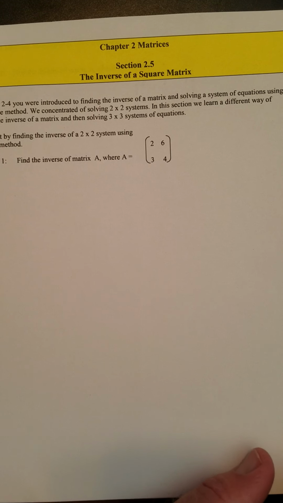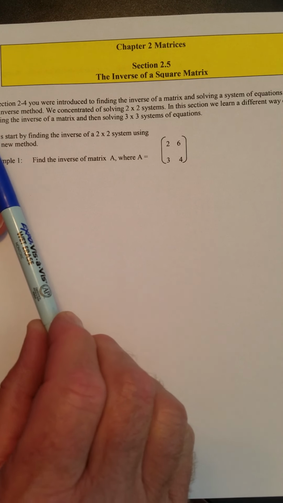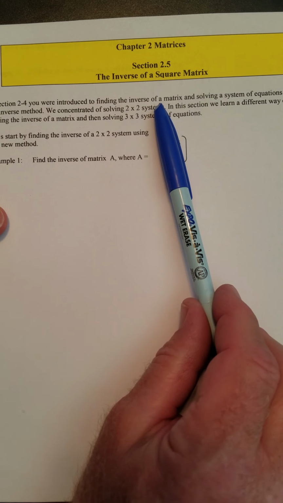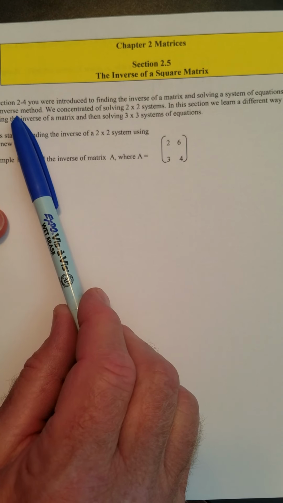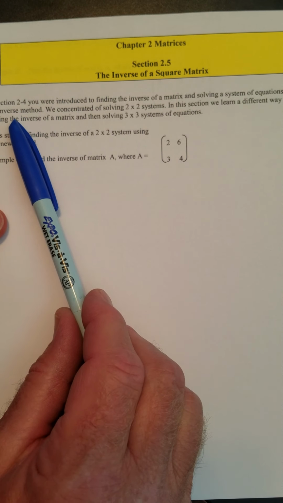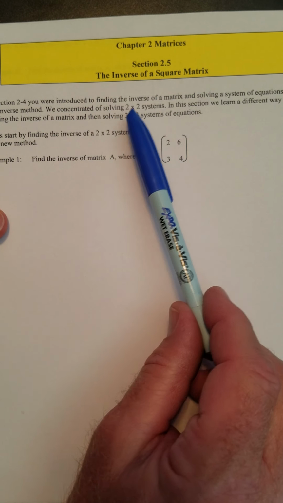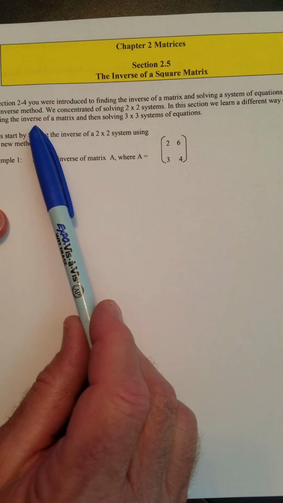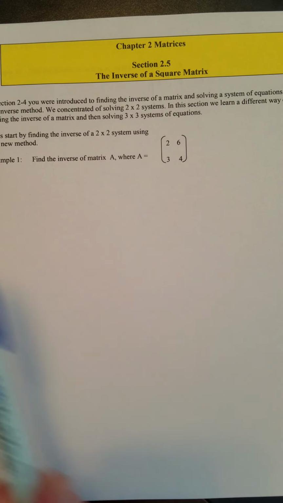Okay, here's section 2.5. In section 2.4, you were introduced to finding the inverse of a matrix and then solving a system of equations using the inverse method. We concentrated on solving 2x2 systems. In this section, we learn a different way to find the inverse of a matrix and then solve 3x3 systems.